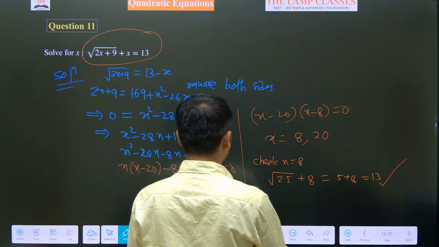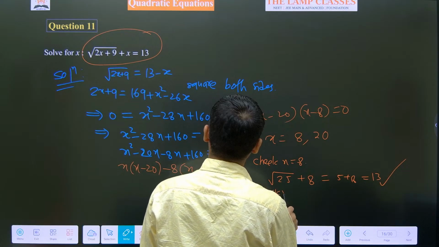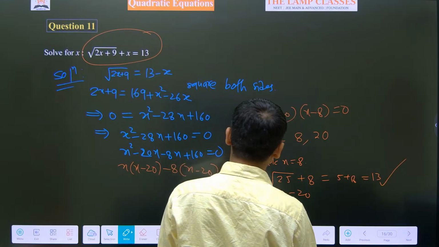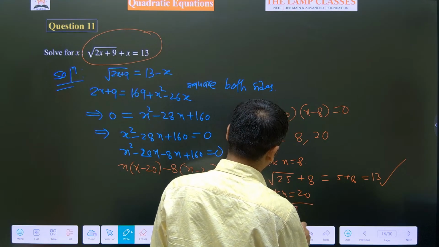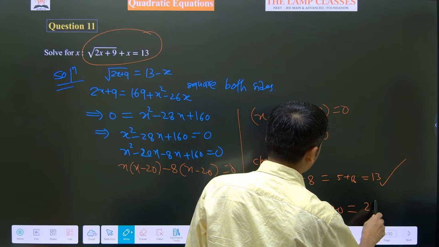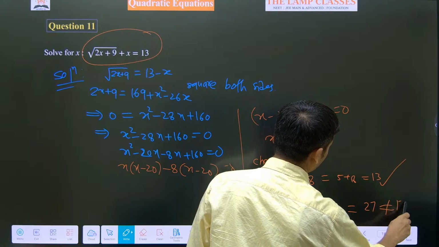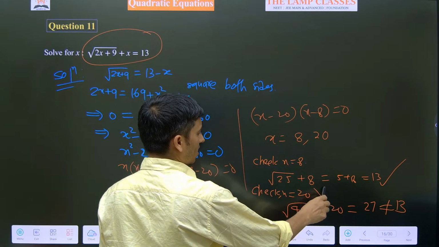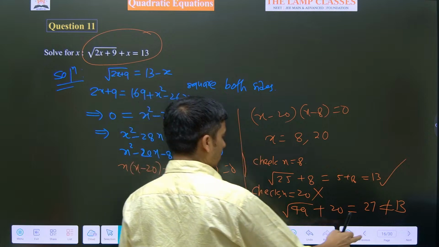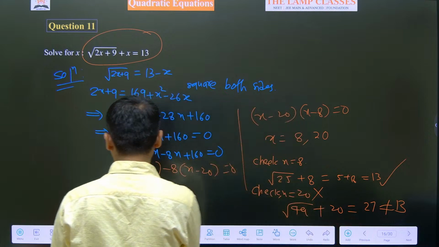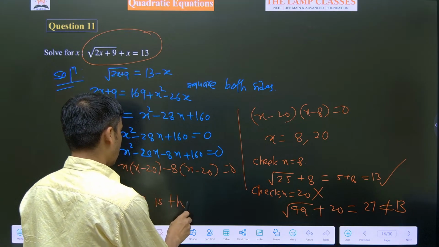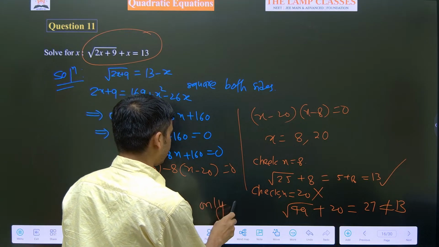Let's check the other value. Check x is equal to 20. Left hand side will become root of 49 plus 20, that is 27, which is clearly not equal to 13, right? Therefore 20 cannot be the solution. So this equation has only one solution, guys. Now the conclusion should be, therefore x is equal to 8 is the only solution.